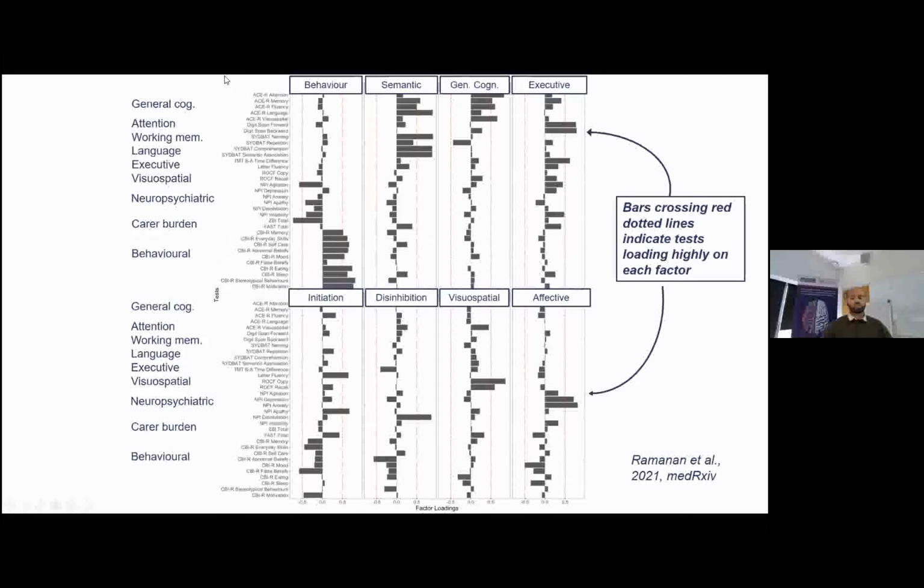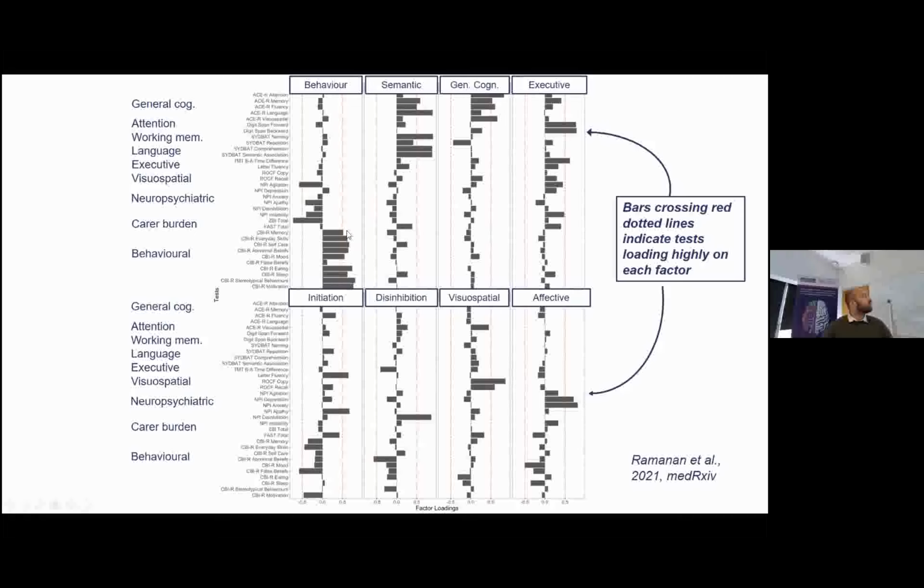Our analysis suggested that about 8 components explain about 70-ish% of the overall variance in the data. Here I have some labels, which are just shorthands to refer to each component, and by no means do they explain all of the tests that load onto the components; they are just for ease of understanding. All these bars that cross the dotted lines we can think of as tests that are loading highly on each of those factors, right?